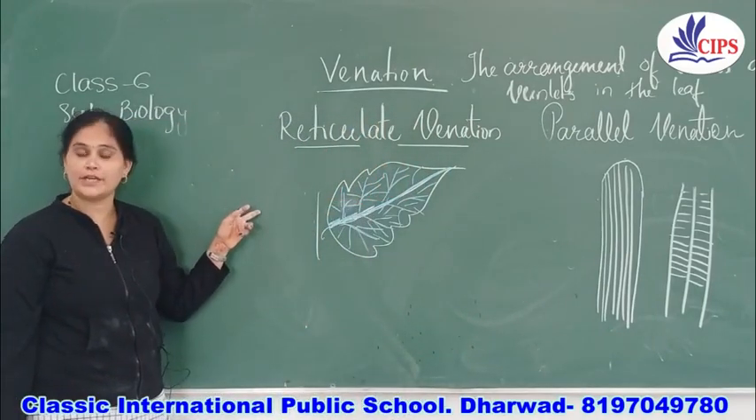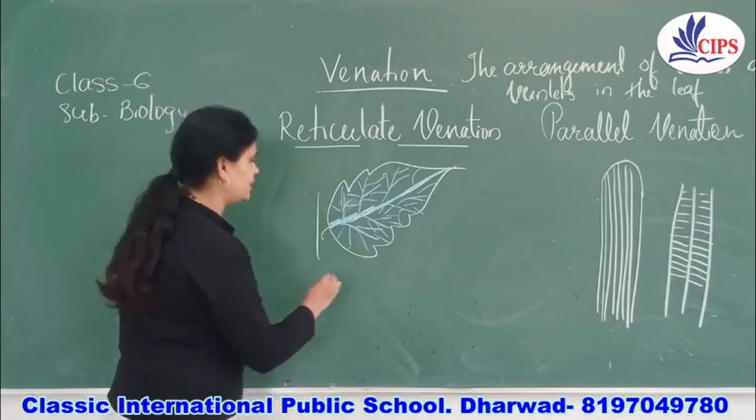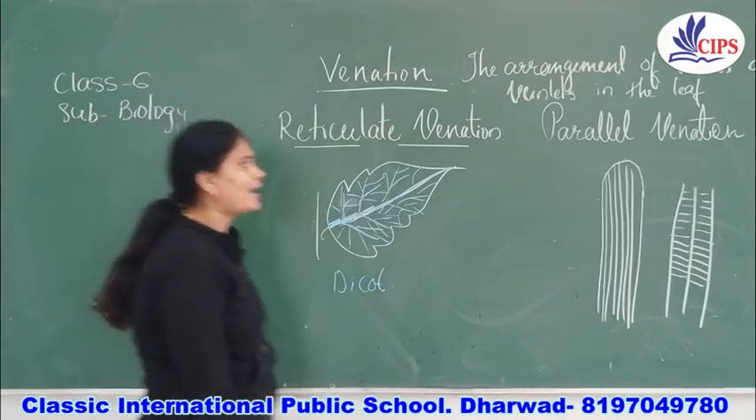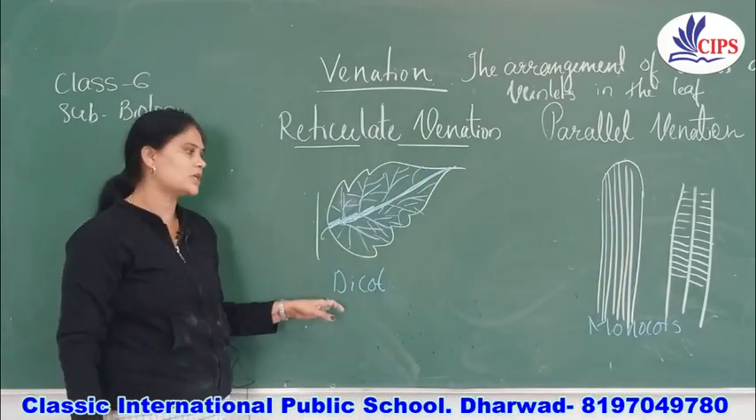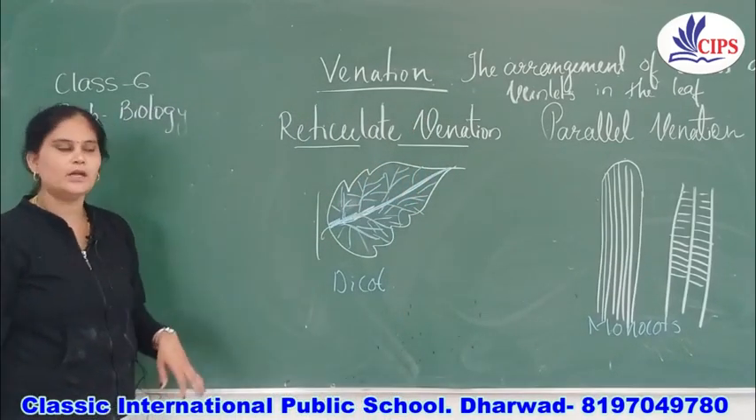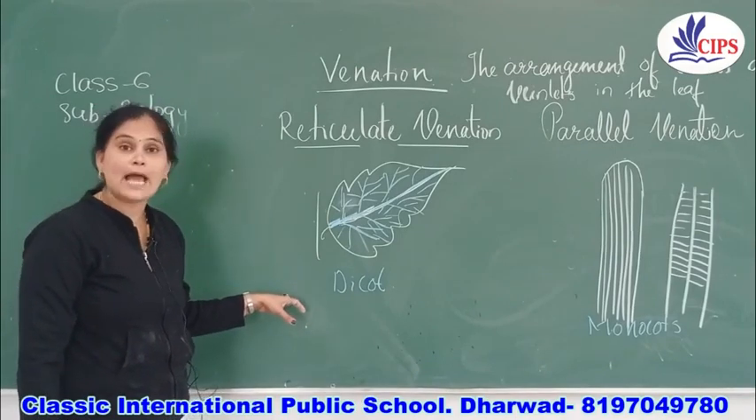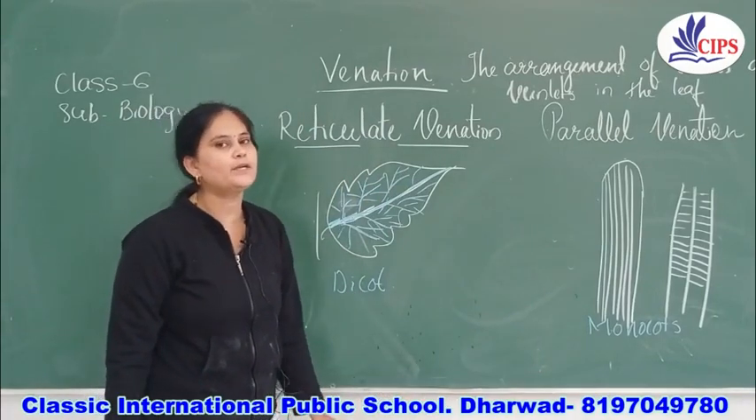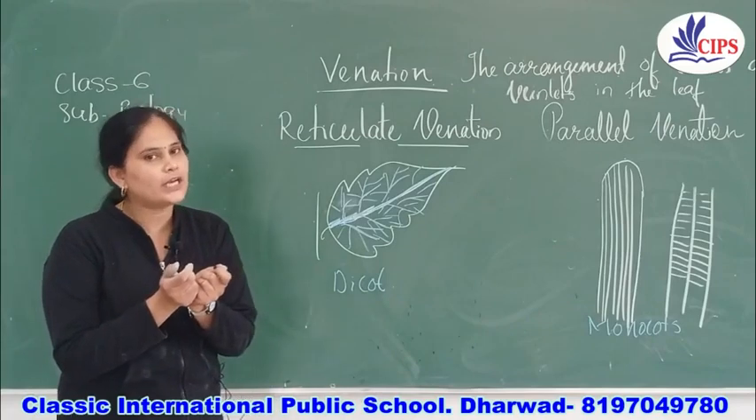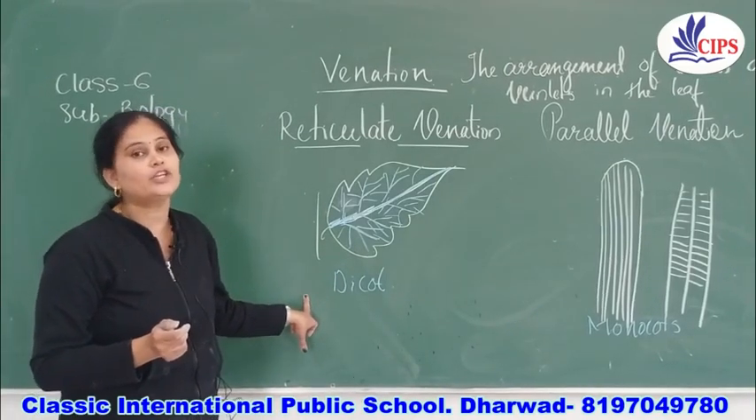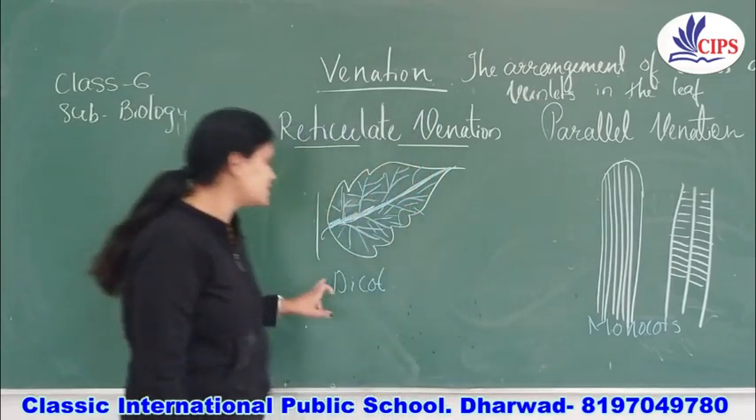One more thing, you have to remember: reticulate venation is seen in the dicot plants, and parallel venation is seen in the monocots. So what do you mean by dicots and monocots? Just remember, dicot plants are generally big trees having the taproot system, and monocots have the fibrous root system. When you take the seed of a dicot plant and break it, you will get two cotyledons. Di means two. So these plants have two cotyledons in their seeds, while monocots have only a single cotyledon. That's why they are called monocots and dicots.